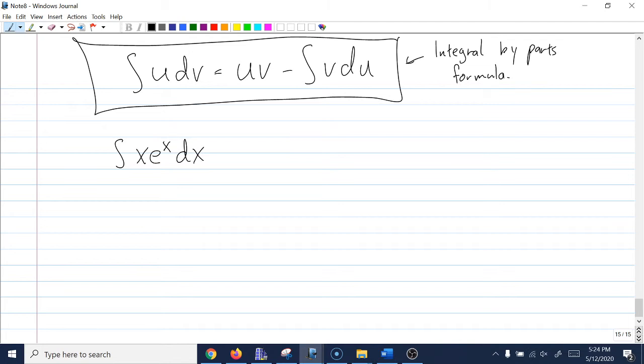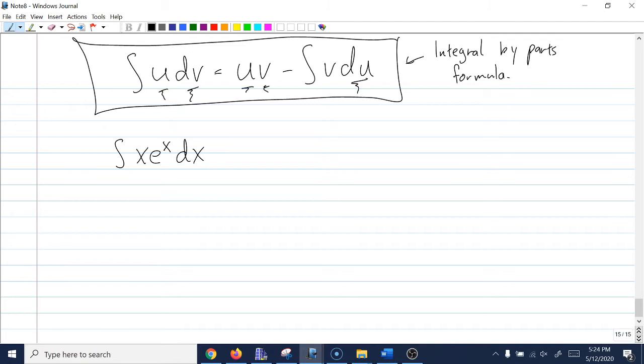And I want to do this by parts. The parts formula has a u and a v. We want to know what are u and what are v, and I want to know what are dv and du, and they have the same relationship that u and du had when I was doing substitution.